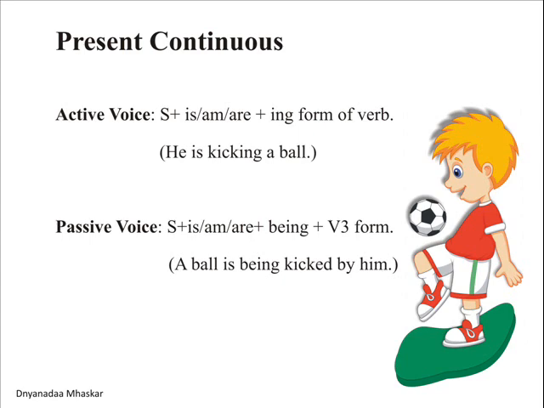What happens in passive voice? Subject plus is, am, or are plus being, BEING, plus V3 form. So the passive voice of the sentence is: a ball is being kicked by him. So what did we do? Again, we did not change the tense of the sentence. We just changed the form of the sentence.